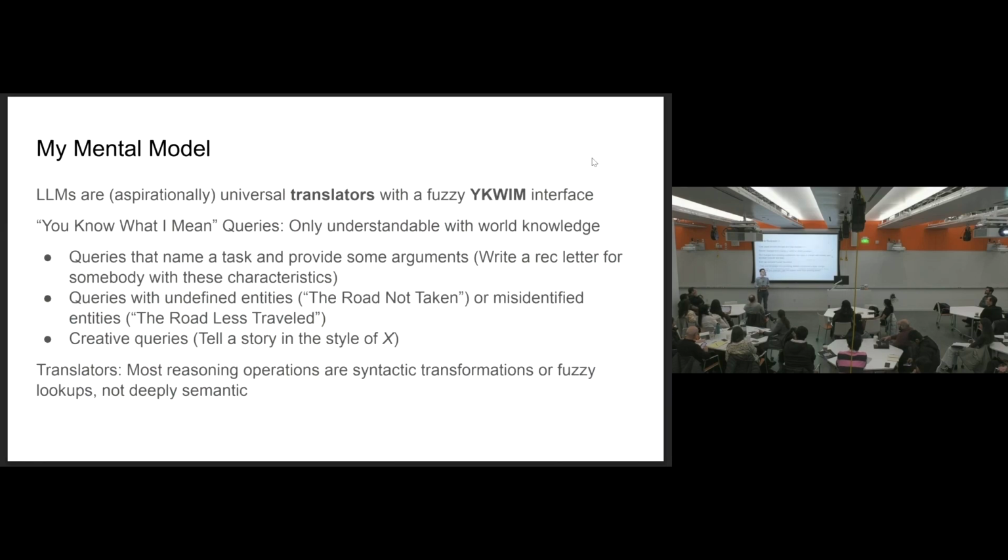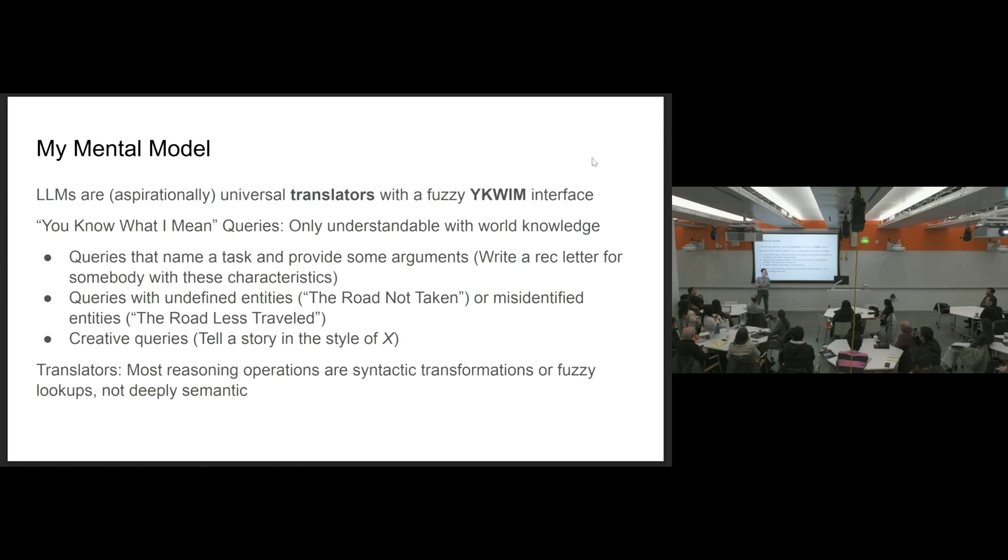All right, so I'll give you my mental model, and again, it is not particularly sophisticated, so you can think about this as a straw man if you want to argue against it. I think there are plenty of ways to argue against this, but I would say that large language models are aspirationally universal translators that have a fuzzy you-know-what-I-mean interface. And I think this interface is the thing that has really captured people's imagination over the last year or so.